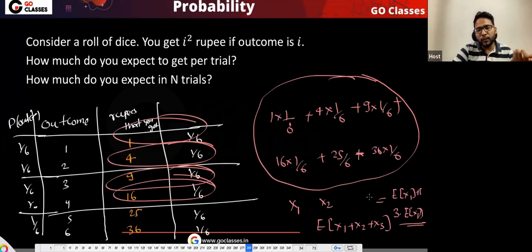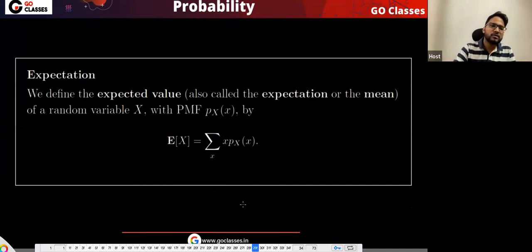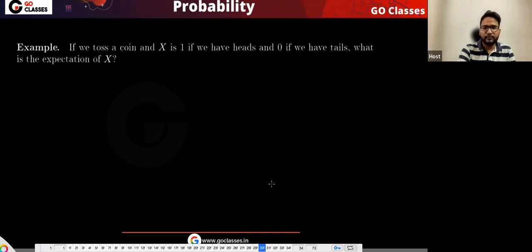I like those people who are already comfortable with this expectation, linearity of expectation, these kind of things. Those people might have got the hint of how we can prove it. Okay. So this is the formula of expectation. Then given a PMF, PMF means probability mass function, we can just do x into px. Okay, that's the formula of expectation. Let's just do many interesting questions out of it.